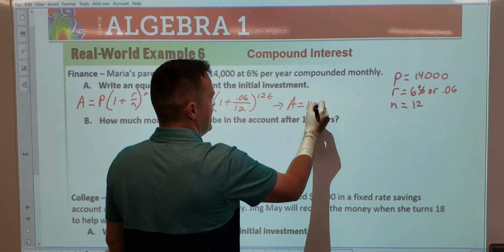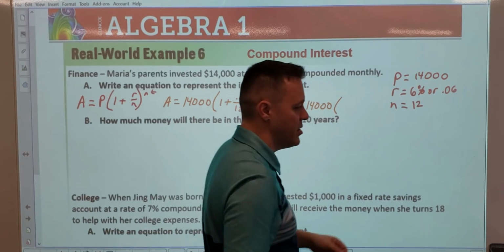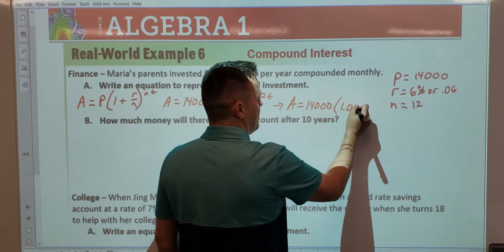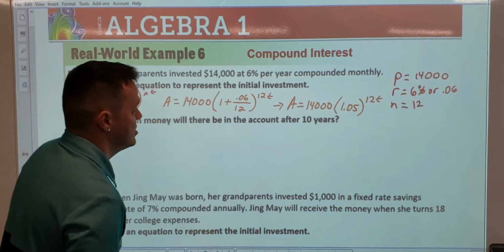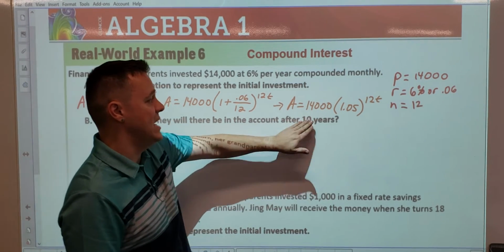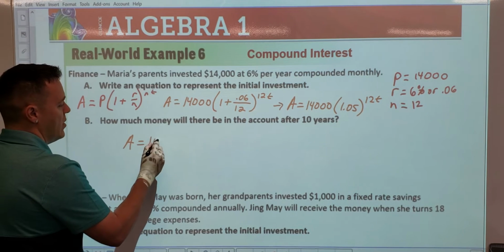So it's 14,000. Use a calculator to put all this together, ladies and gentlemen, and it actually comes out to be 1.005, and then it would be 12t on the outside. Okay, so they want to know how much will be in the account after 10 years. So you take your initial formula. This is why we put all this together.